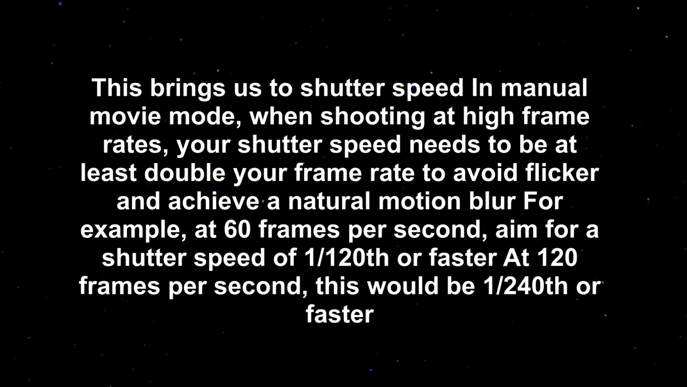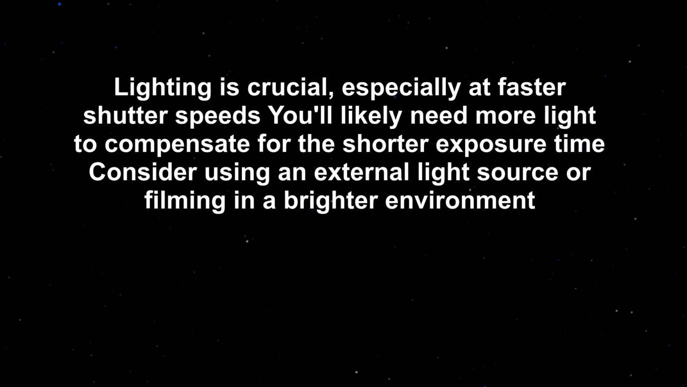For example, at 60 frames per second, aim for a shutter speed of 1/120th or faster. At 120 frames per second, this would be 1/240th or faster. Lighting is crucial, especially at faster shutter speeds. You'll likely need more light to compensate for the shorter exposure time. Consider using an external light source or filming in a brighter environment.